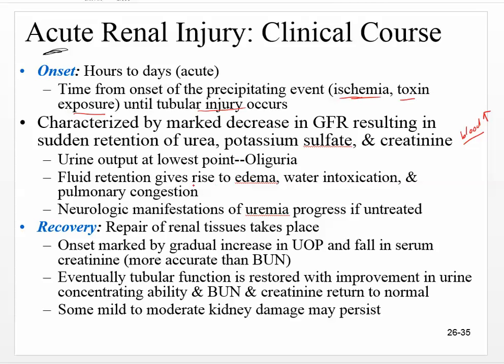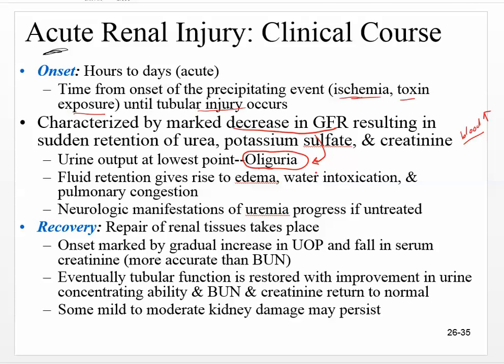Urine output is at its lowest point, oliguria, that's the term for that. That sort of makes sense: if you have a decrease in GFR, you're going to have decreased urine production. Fluid retention gives rise to edema, so you might see edema, high urea, high potassium, high creatinine, low urine output, and these things sort of make sense, don't they?